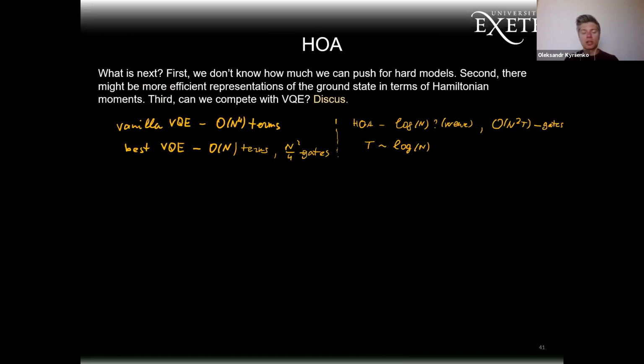And what is next? Of course, I wanted to discuss the scaling. We see that the Hamiltonian operator approximation has a small number of terms. We actually see it's constant. It doesn't need to be increased, but the gate count is growing because you need to simulate the dynamics. So there is a trade-off between just VQE and Hamiltonian evolution approaches.